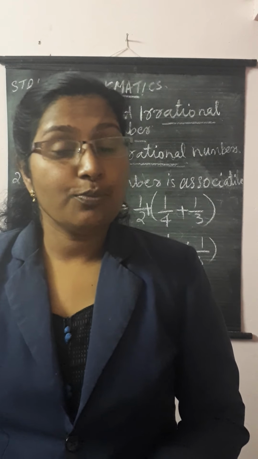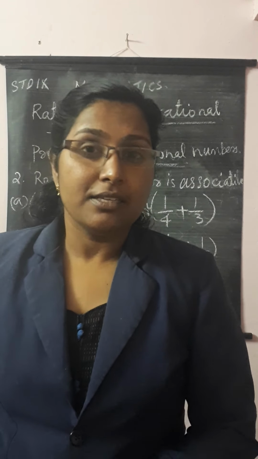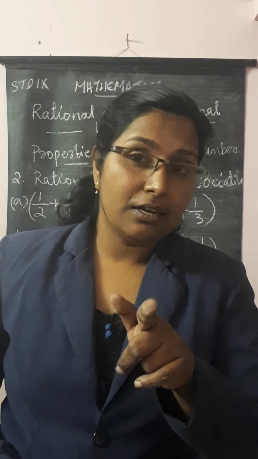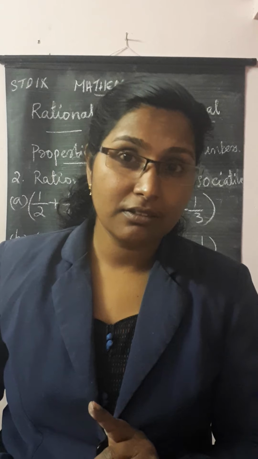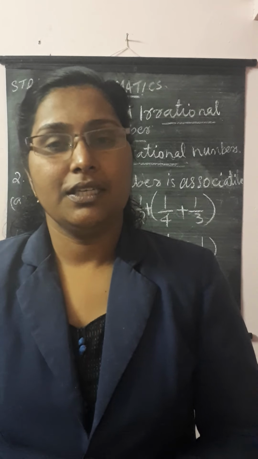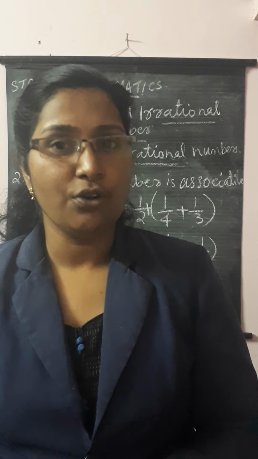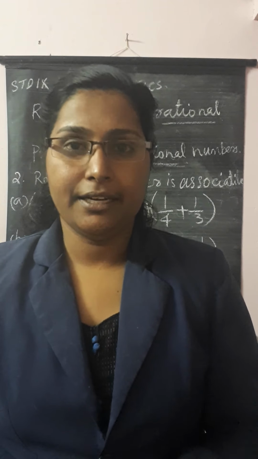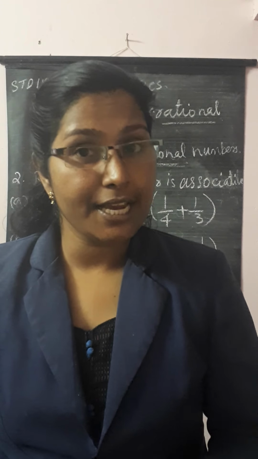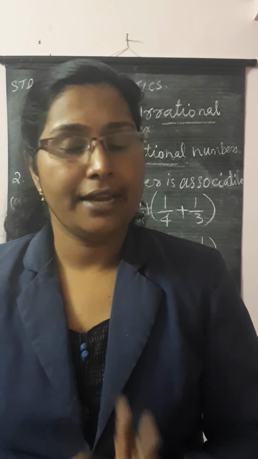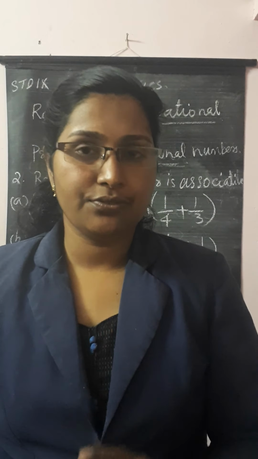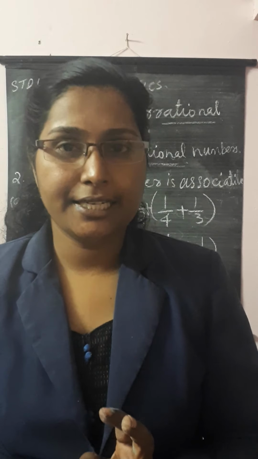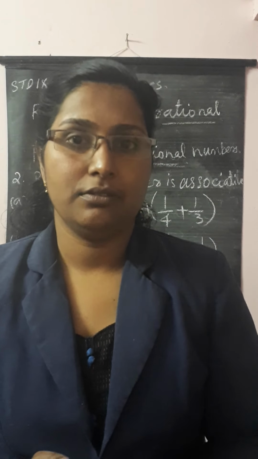Are the associative property and commutative property satisfied in the case of subtraction and division? No, it is not satisfied in the case of subtraction and division, because if the order changes, we cannot find the same answer. So it is satisfied only in the case of addition and multiplication.